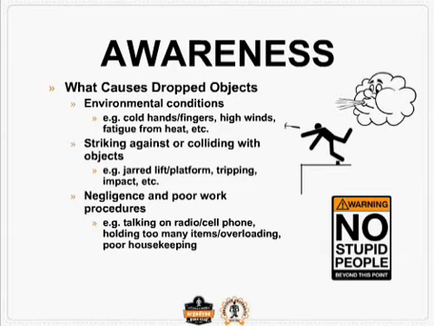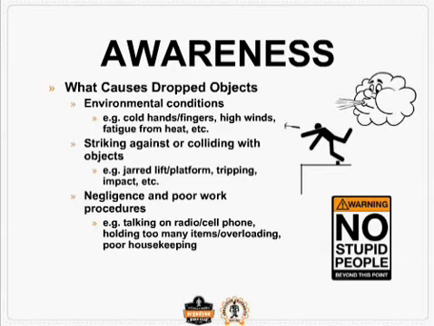But something that's not often thought of when you mention environmental conditions is temperature. How does the temperature affect the user using that equipment? For example, cold temperatures numbing the fingers and causing a loose grip, or warm temperatures making your hands sweaty and slippery. Those can lead to dropped objects as well.